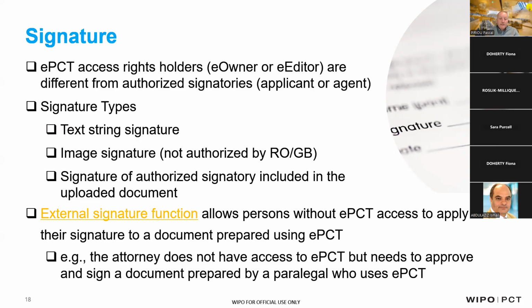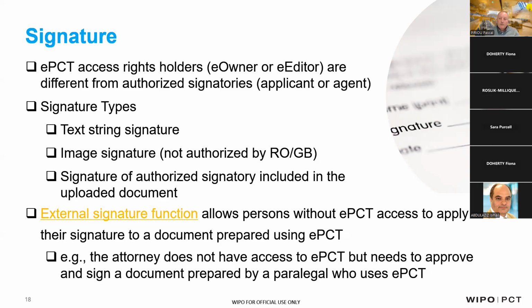We have different types of signature. In ePCT, text string signature. We also have image signature, and I think it's not yet authorized by ROGB. And when you do an upload of a document using ePCT, you can also indicate that the letter attached is already signed. And then finally, we have a useful feature in ePCT, which is the external signature function. So meaning that it will allow someone who does not have access to ePCT to sign documents.